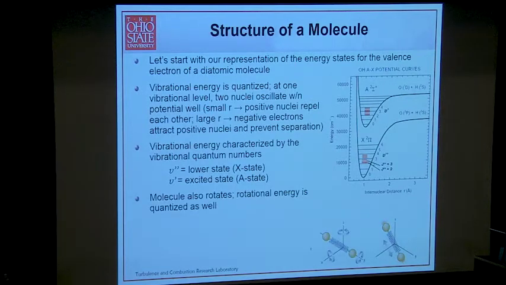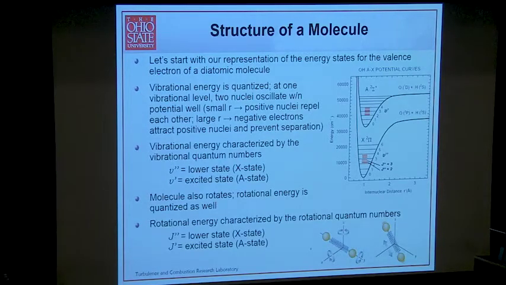Now the molecule also rotates. Rotational energy is quantized as well, so the frequency at which it rotates is also at discrete values. And the rotational energy is characterized by rotational quantum numbers, J double prime being the lower state and J prime being the excited state. So in quick review, for any given level, we have a vibrational state. We just have to understand our lower states are going to be these double primes, both for the vibrational and the rotational J state, and then the excited states are the single primes.